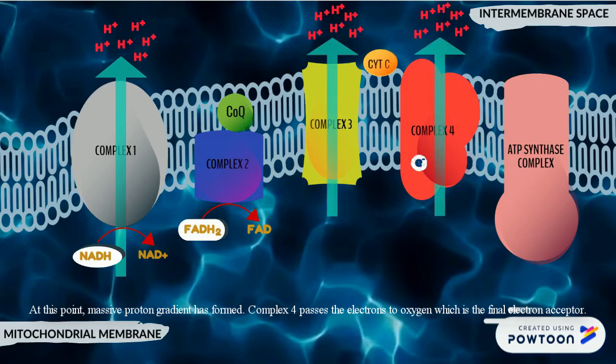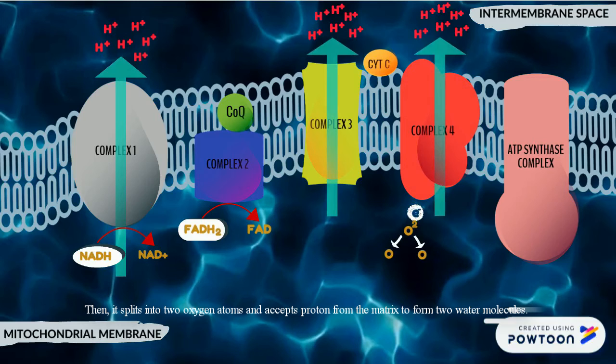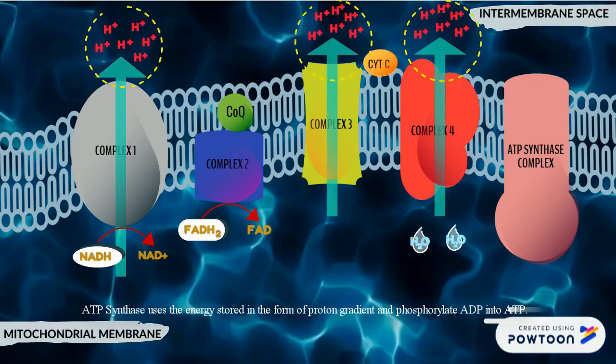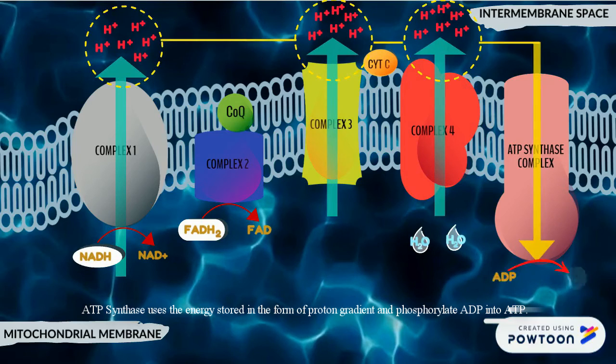Complex 4 passes the electrons to oxygen, which is the final electron acceptor. Then, it splits into 2 oxygen atoms and accepts protons from the matrix to form 2 water molecules. ATP synthase uses the energy stored in the form of the proton gradient and phosphorylates ADP into ATP.